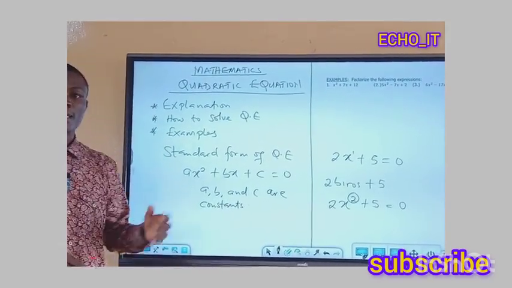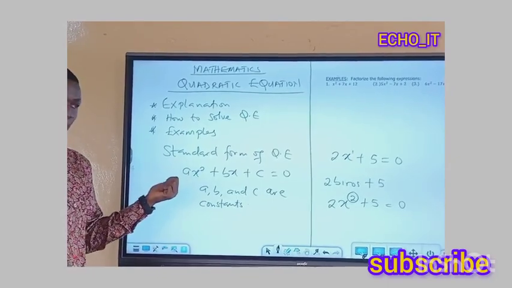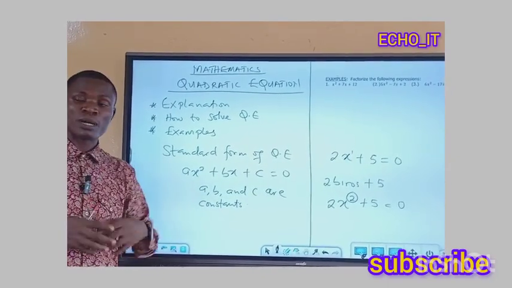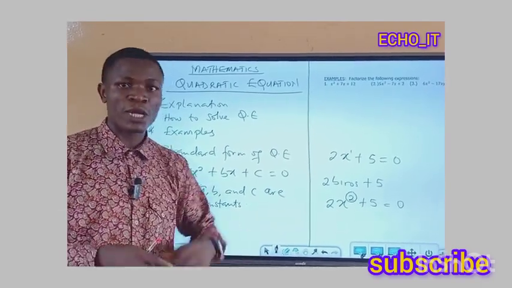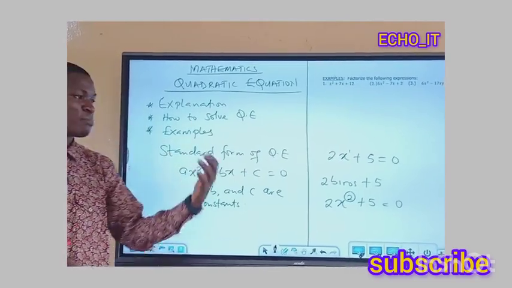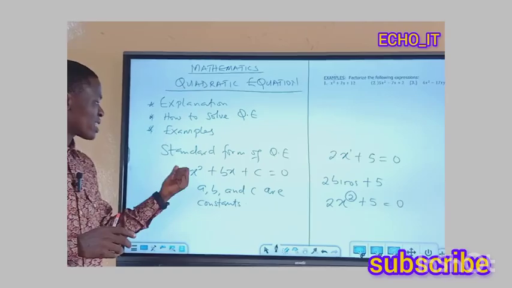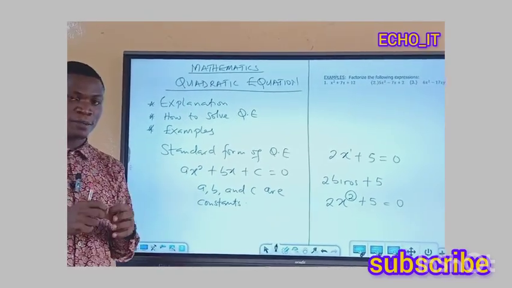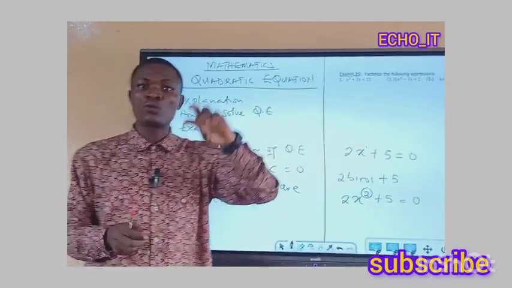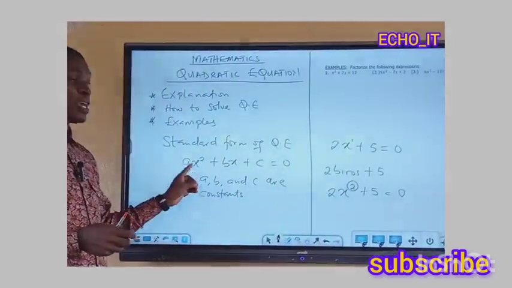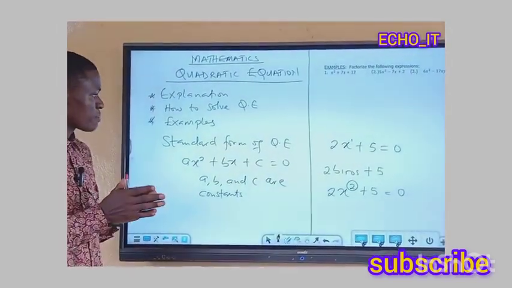What do I mean by that? They are different from x. So a, b, and c are numbers. Any number you can think of can be natural numbers, integers, can be surds like roots too. But x is a variable. x here is a variable. Now solving this equation means you're going to obtain 2 answers because the degree of x is 2. So that's just the simple explanation.